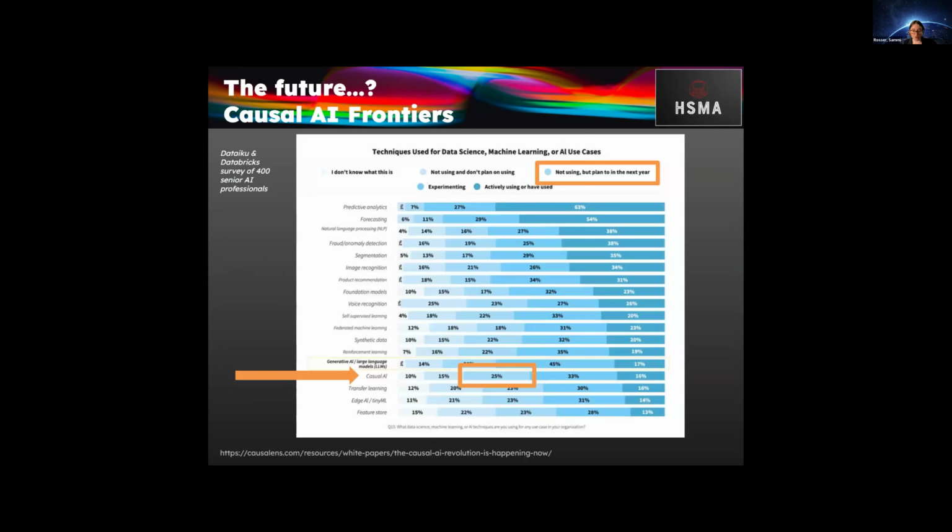But it is something that a lot of people are also starting to expect to use in the next couple of years. So this time next year, there may be a causal AI session, or there may be a causal AI masterclass that we run. So do keep that in mind.